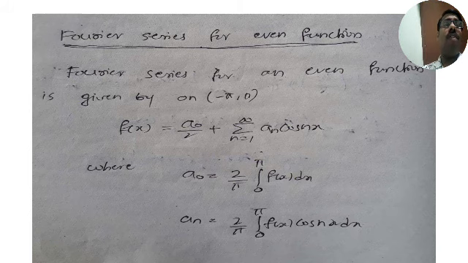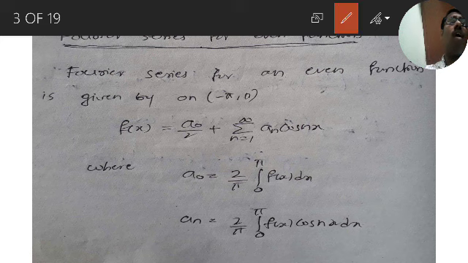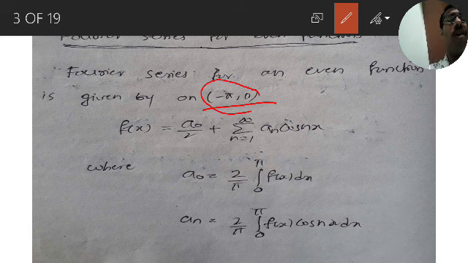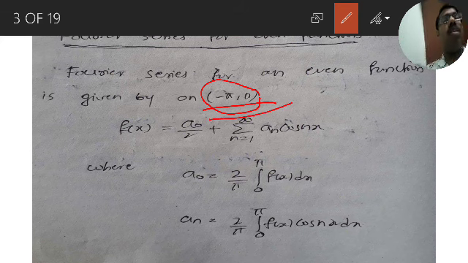Fourier series for even function. Fourier series for an even function in an interval minus pi to pi. So even function or odd function you have to define only on minus to plus. This is the important point to note: whenever we are giving a Fourier series for even or odd function, the interval is from minus to plus. Here, for example, you have minus pi to plus pi.